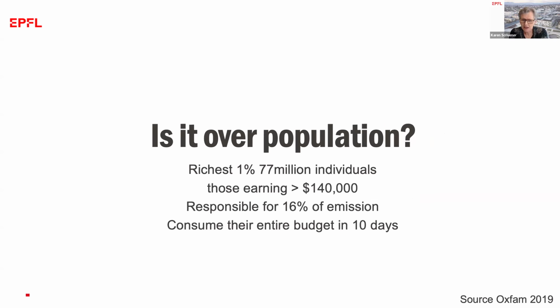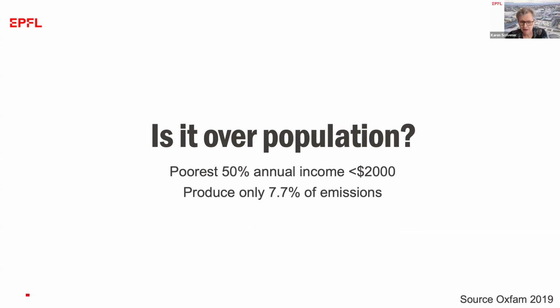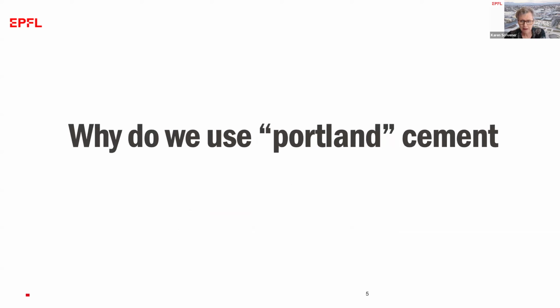And today people said, is it overpopulation? Well, we do have a lot of people, but actually, when you look at the figures, it's the richest 1%, some 77 million individuals earning over 140,000, who are responsible for 16% of the budget and consume their entire carbon budget within 10 days. Whereas the poorest 50% of the population produce only 7.7% of emissions.